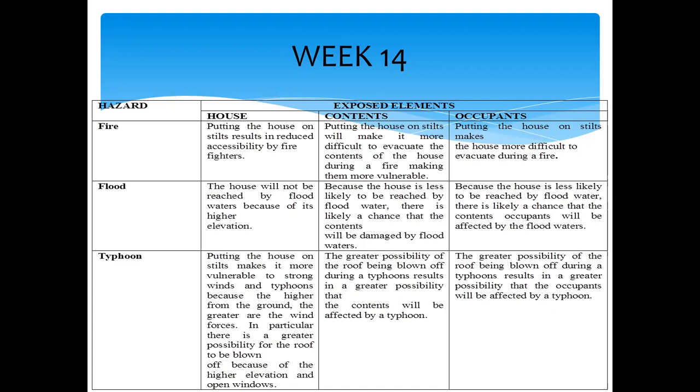So for typhoon, putting the house on stilts makes it more vulnerable to strong winds and typhoons because the higher from the ground, the greater are the wind forces. In particular, there is a greater possibility for the roof to be blown off because of the higher elevation and open windows. And also there is a great possibility that the contents of the roof being blown off during a typhoon results in great possibility that the contents will be affected by a typhoon as well.